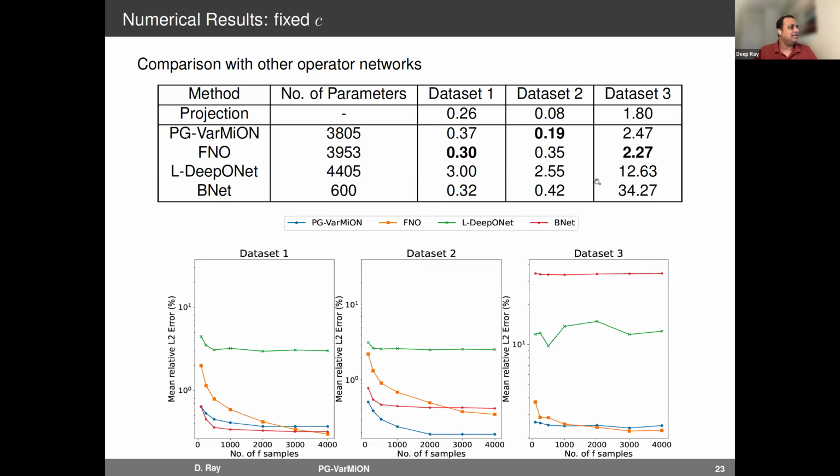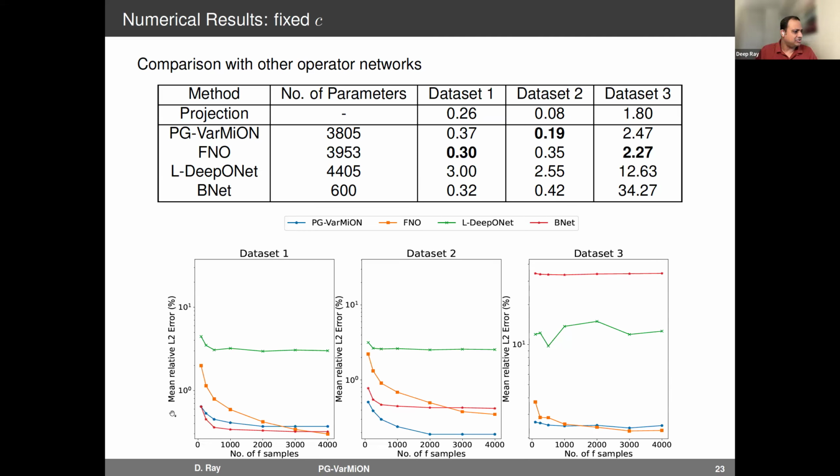And then this is, for instance, what the errors look like for different methods on dataset 1, 2, and 3. What you would find generally is this is where PG-VarMiON is. It's comparable to FNO. FNO is supposed to be a really good method on most of these data sets. L DeepONet, the error is much larger. In fact, it's significantly larger on this out of distribution data set 3. And the BNet actually performs well on the data set 1 and 2, but it gives you the largest error on data set 3. And this is perhaps because you're overfitting the data by not having the specialized structure of this matrix A and replacing it with B. So it works well on simple or in distribution data, but out of distribution data, it just goes out of the water.